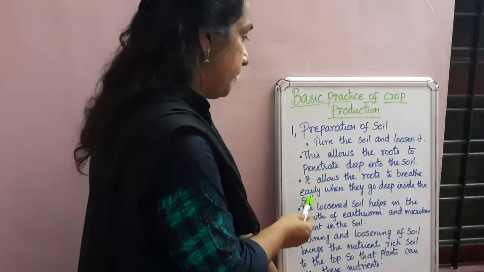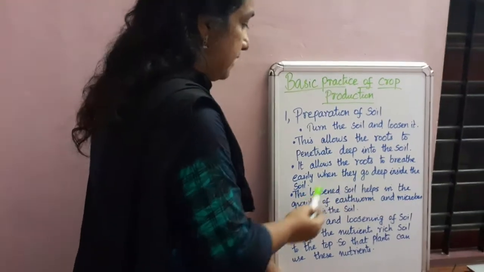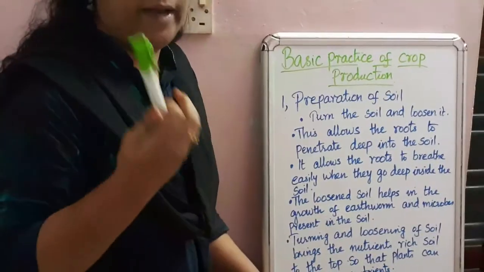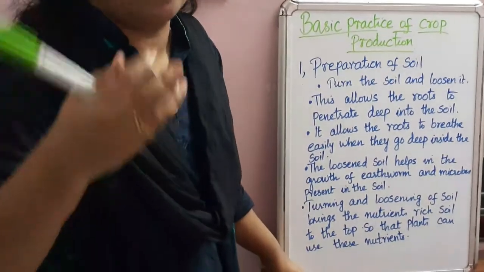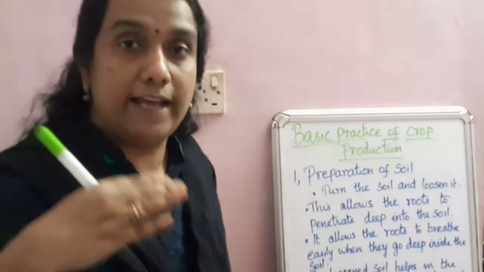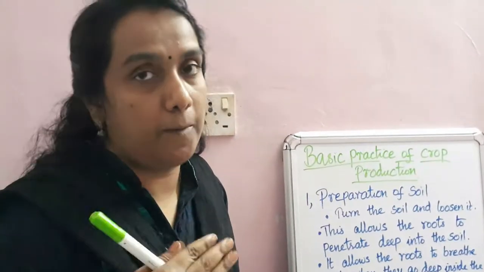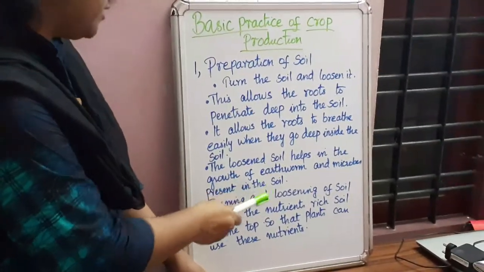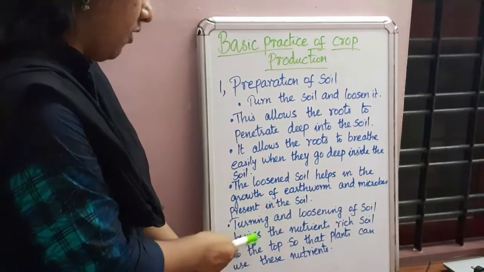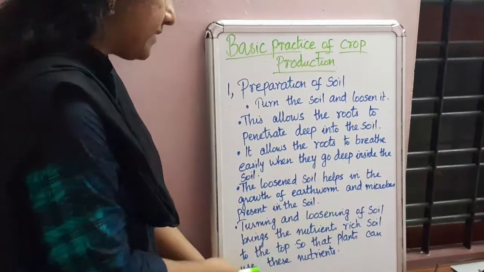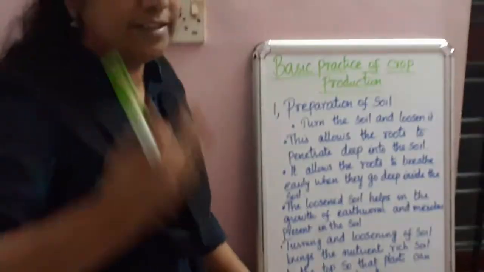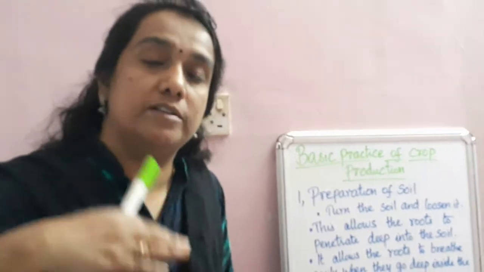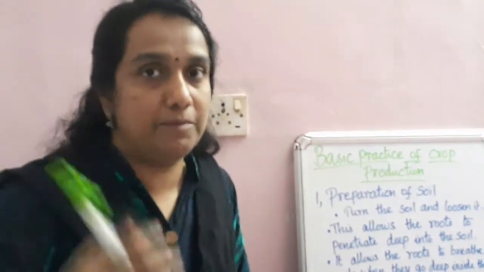Then, the loosened soil helps in the growth of earthworms and other microbes present in the soil. When the soil is loosened, the air will be there, and the microorganisms can live and get proper air. The last point is that turning and loosening of the soil brings the nutrient-rich soil to the top so that the plants can use these nutrients. When we are turning and tilling it, if nutrients are below, they will come up and mix nicely all around.